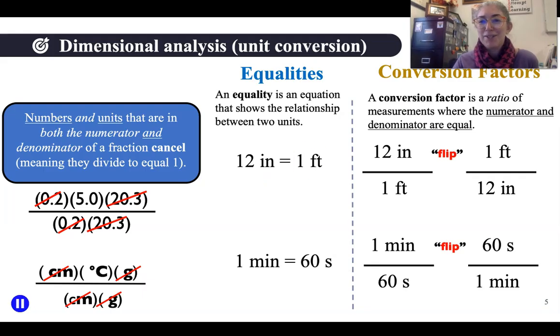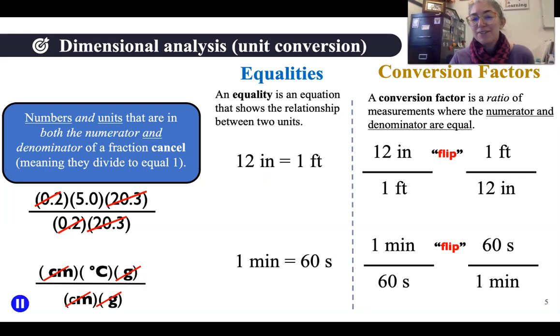Here's some practice math, so I'm showing you those conversion factors. We call this process of using conversion factors dimensional analysis, or sometimes just unit conversion. The way that we make these conversion factors is they come from equalities. So 12 inches in a foot, 1 minute is 60 seconds. And we can turn that into a ratio.